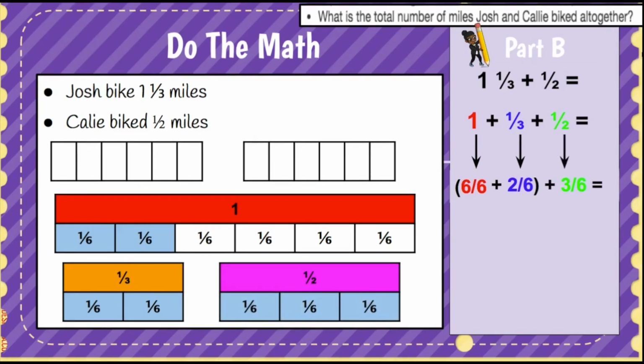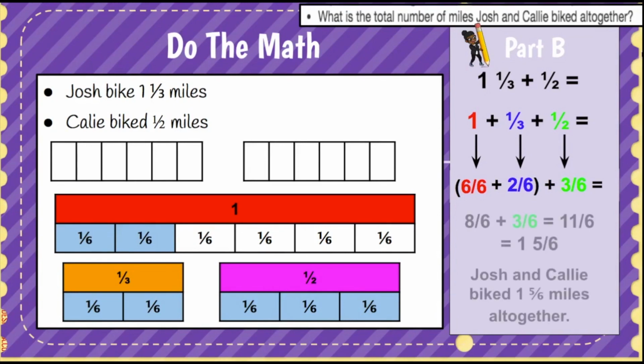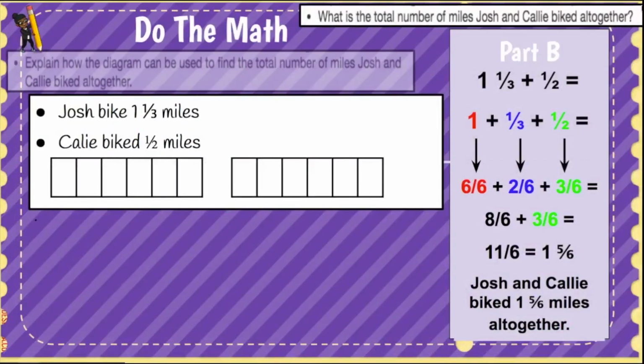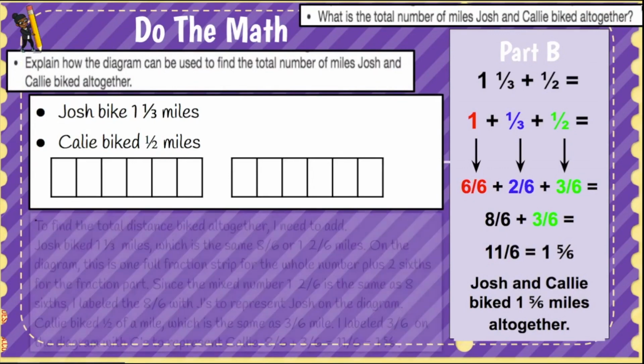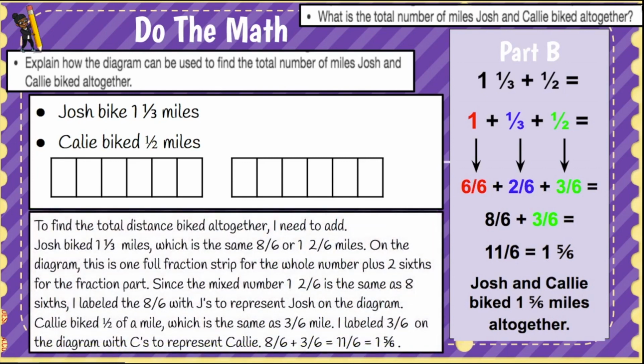6/6 plus 2/6 equals 8/6. 8/6 plus 3/6 equals 11/6, or 1 5/6. Josh and Callie biked 1 5/6 miles altogether. Now let's explain how the diagram can be used to find the total number of miles Josh and Callie biked altogether. Here's our explanation. To find the total distance biked altogether, I need to add.